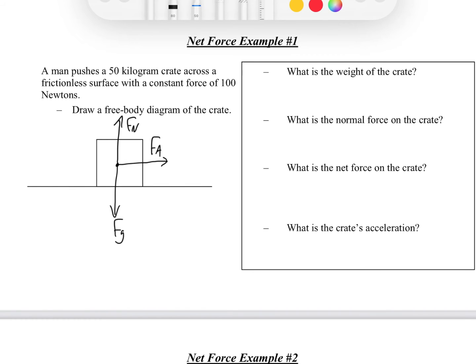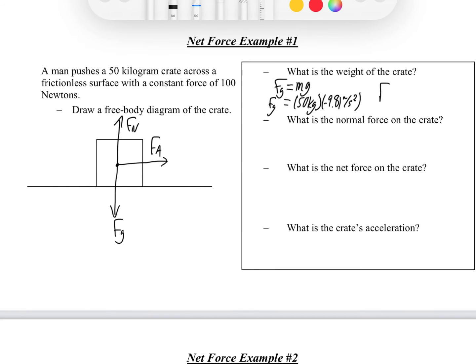So the first question is, what is the weight of the crate? So our weight is Fg, and as mentioned in previous lessons, Fg is equal to mg. So our mass is 50 kilograms, and we have our acceleration due to gravity, which is minus 9.81 meters per second squared, is equal to Fg.